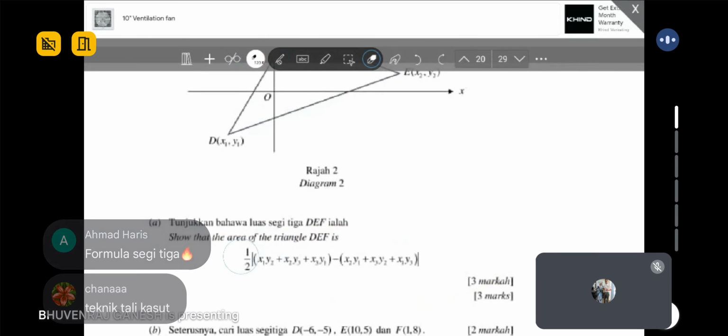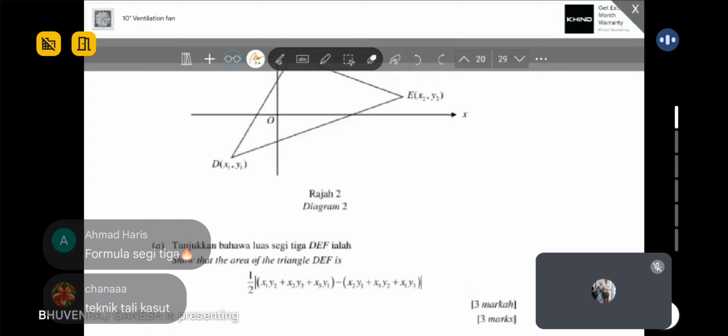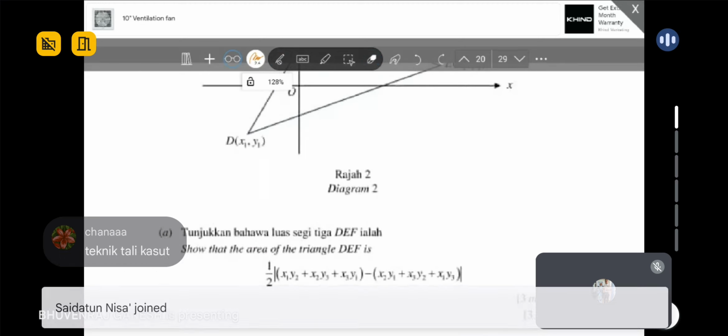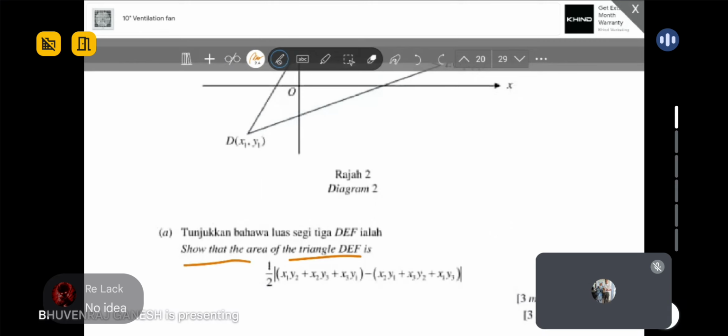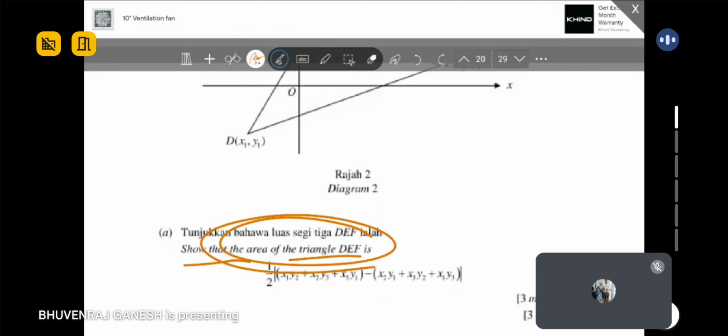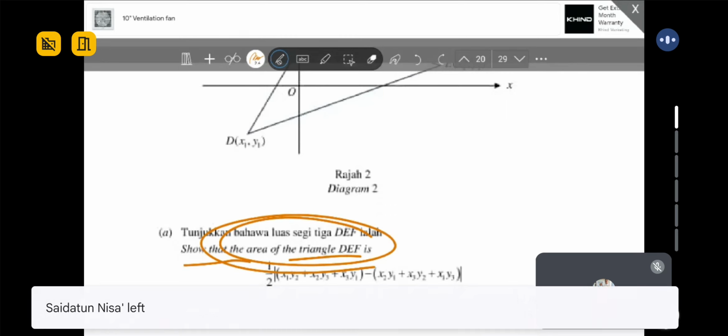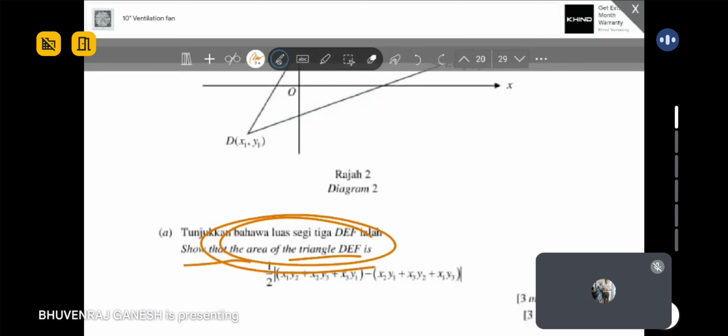Formula segitiga. Guys, the question is to prove, you know. You cannot use the kaedah tali kasut. Tali kasut untuk selesaikan, cari luas. Tapi soalan ni suruh buktikan luas. You need to prove the formula, not use the formula to solve. Two different things. Buktikan dan selesaikan guna formula adalah 2 benda berbeza. Okay? Walaupun dia pakai rumus sama.